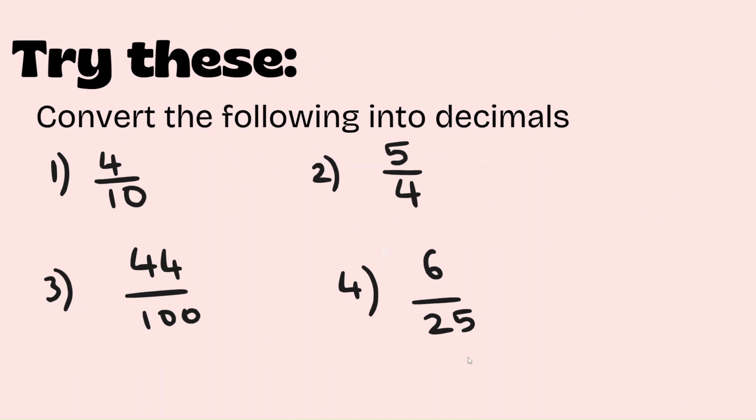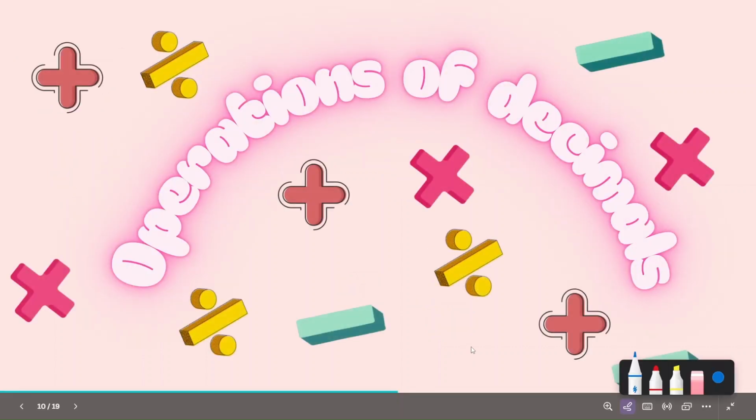Try this. Convert the following into decimals: 4 by 10, 5 by 4, 44 by 100, 6 by 25. Try this, children, and comment the answers. Next, we will see operations of decimals.